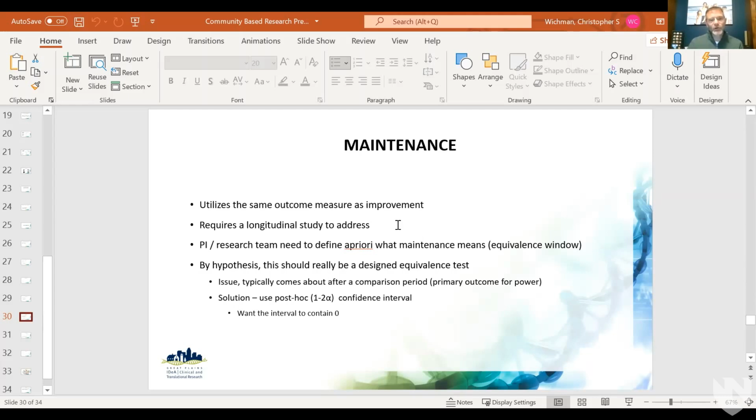We can move forward and we can test that with what's known as a post hoc confidence interval. So we look at the confidence interval, and if the confidence interval contains 0, we're happy, right? Because we're within that window of what we're after. Okay.